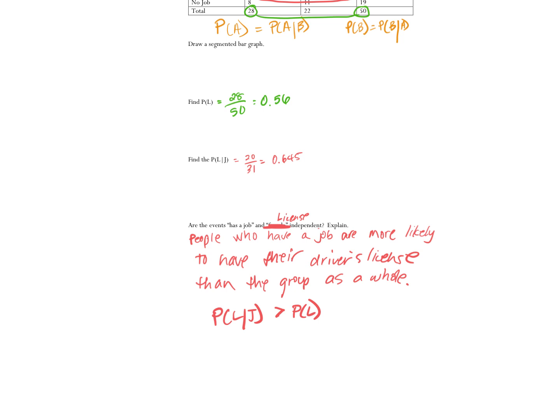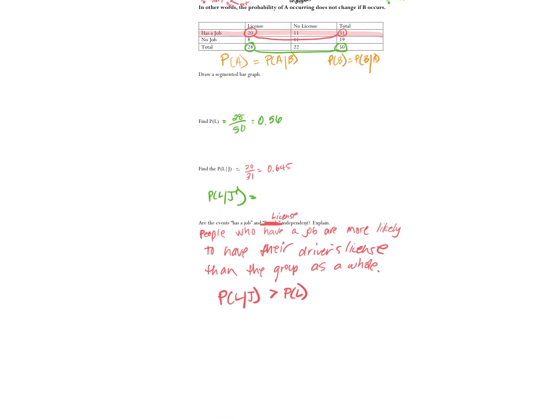Can you guys do me a favor? Find the probability that somebody has their license if they don't have a job. What did you guys find? 42%, or 0.421. It was 8 out of 19.